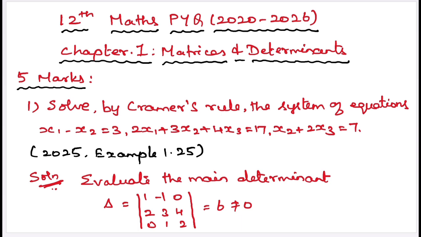First question, solve by Cramer's rule the system of equations x1 minus x2 is equal to 3, 2x1 plus 3x2 plus 4x3 is equal to 17, x2 plus 2x3 is equal to 7.